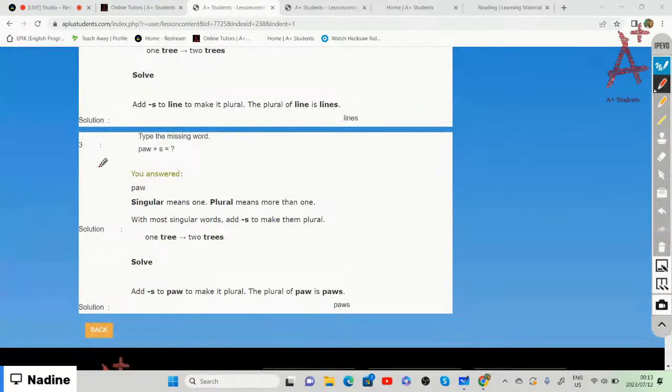All right, and then we have paw, right? Paw. The doggy's paw was hurt. Paw. However, if we add the S to it, right, then that becomes plural. So one paw, many paws, right?